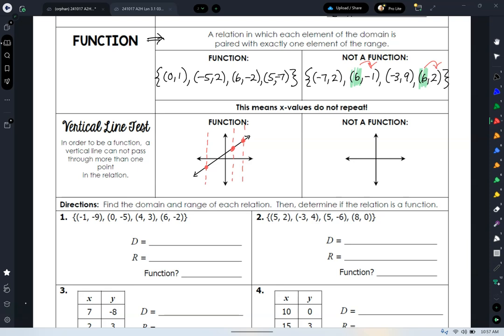Okay, this would be an example of a continuous function, specifically a continuous linear function, right? Makes a straight line. Linear function, we have that relationship.